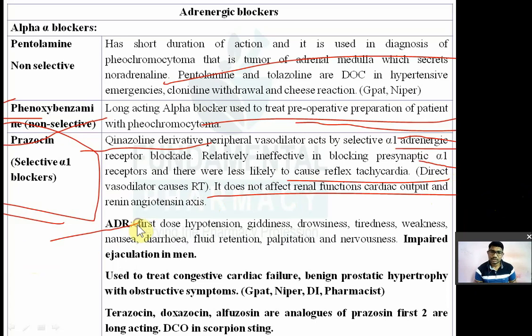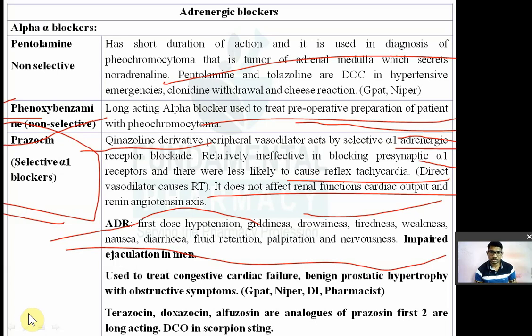Adverse drug reactions: first dose hypotension, drowsiness, tiredness, weakness, nausea, diarrhea, fluid retention, palpitation, nervousness. An important adverse reaction is impaired ejaculation in the male. The adverse effect of selective alpha blockers is impaired ejaculation in men. There will be impairment in the release of sperm.